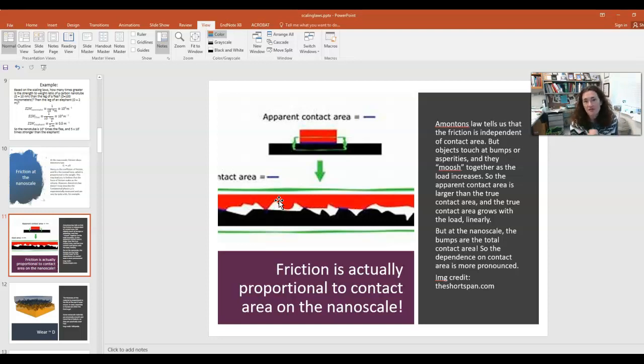So on the nanoscale and the microscale, the frictional force is actually proportional to the contact area, which would mean that it's proportional to d squared. So that's the scaling law that you might want to think about for friction.